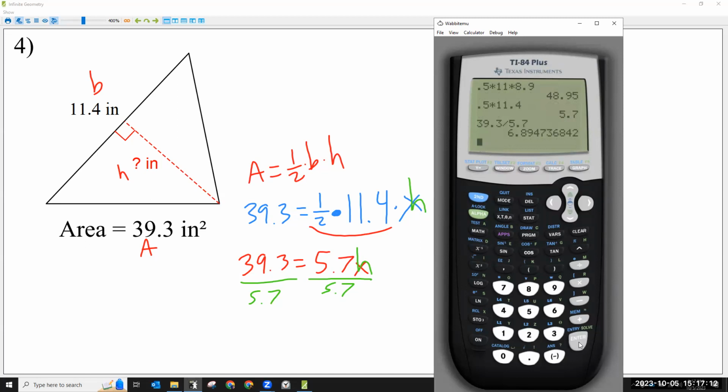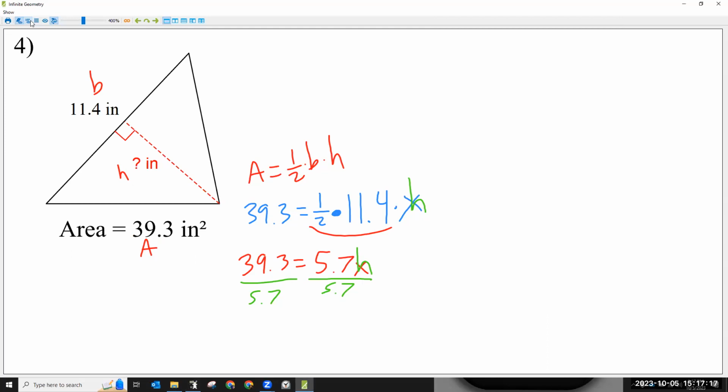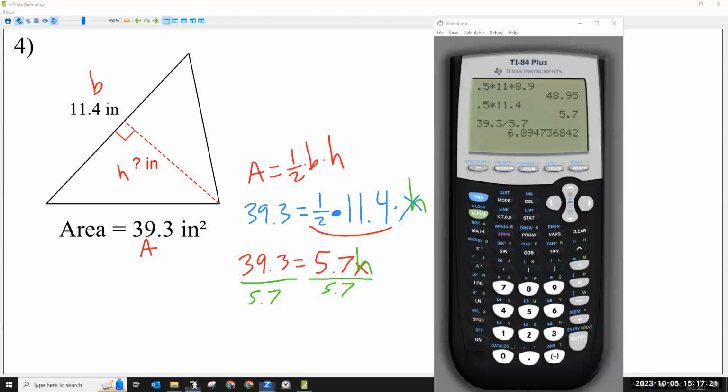Now let's see here. Did it tell me? Round to the nearest tenth. So I was only supposed to round to one decimal place. If I round that, that 8 goes up to 9. So 6.9 inches. Remember, this is my height, so this is not inches squared. Area is inches squared. Height and base are just inches. All right, so there you go. That's how you'll do the next couple.